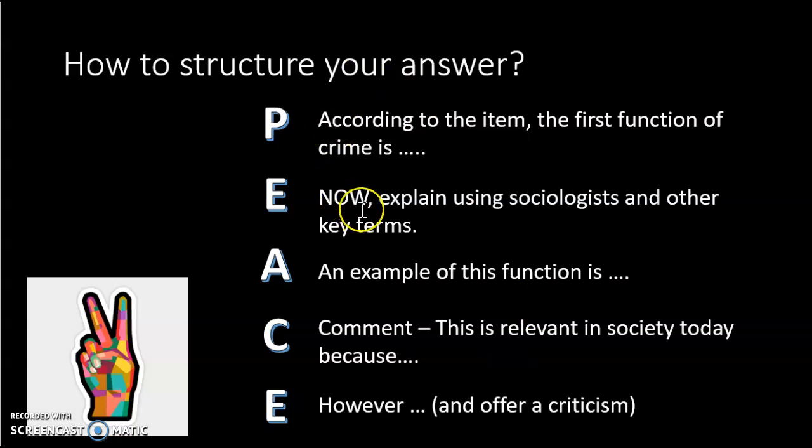So by identifying the function and explaining it, you get your AO1. When you quote from the item and apply examples, you get AO2. And your comment and your however links to AO3 of analysis and evaluation. So let's have a look at a student paragraph.